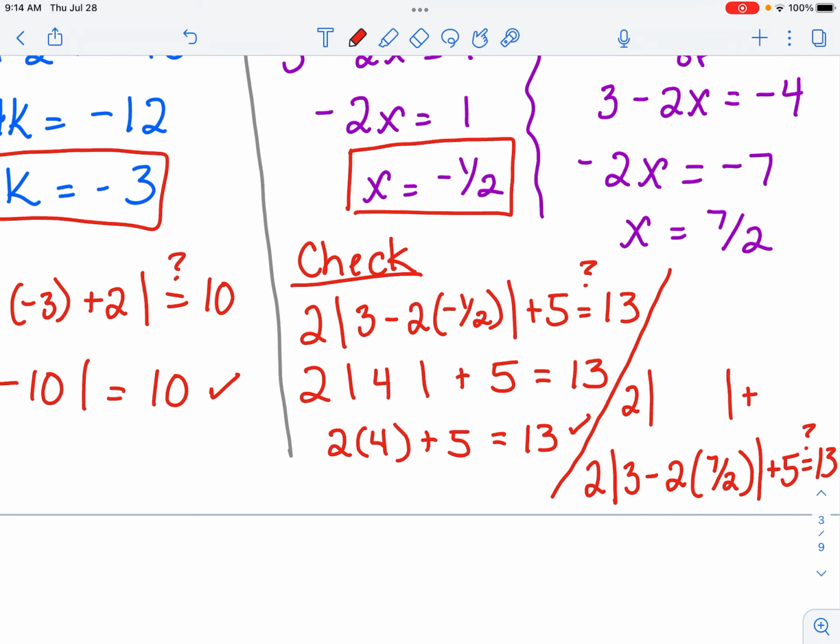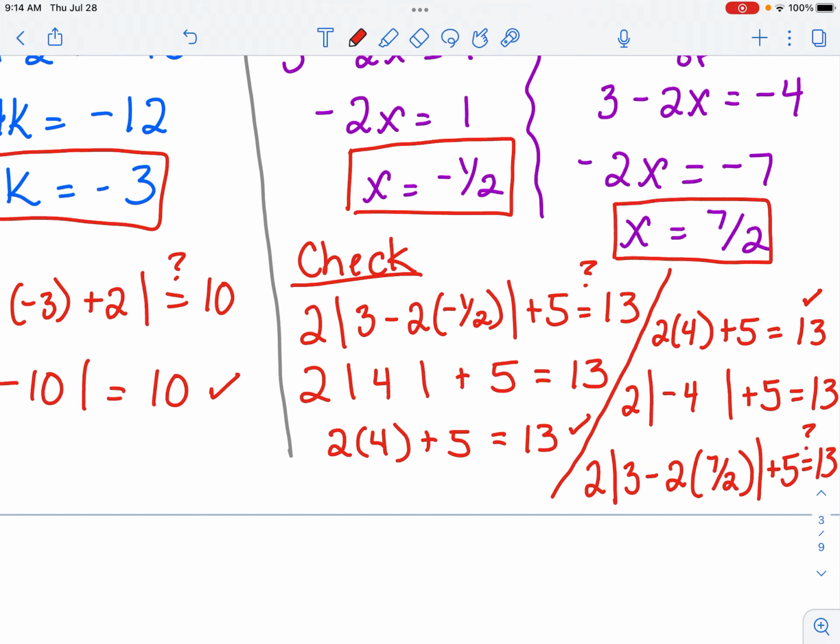So that's going to give me 2 times the absolute value of something, plus 5. Does it equal 13? So inside the absolute value, let's see, negative 2 times 7/2 will be negative 7. 3 minus 7 is negative 4. So this is going to give me 2 times 4 plus 5 equals 13, which does work because that gives me 8 plus 5 is 13. Okay, so both answers work here. And you're going to find a lot of the time that both answers are going to work.